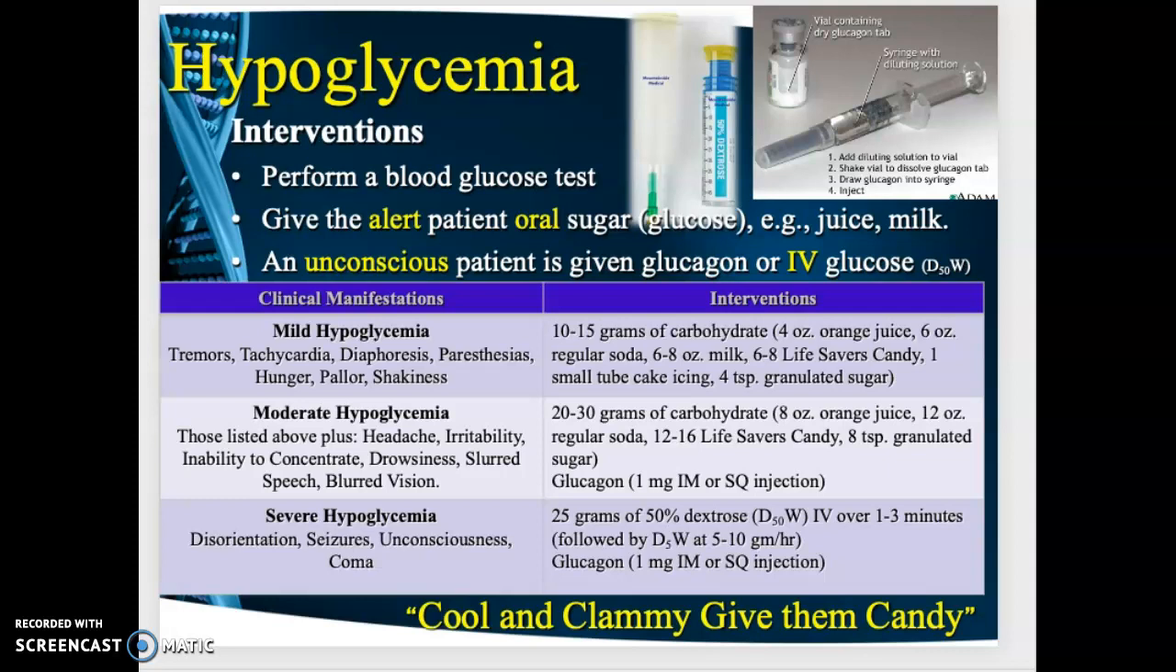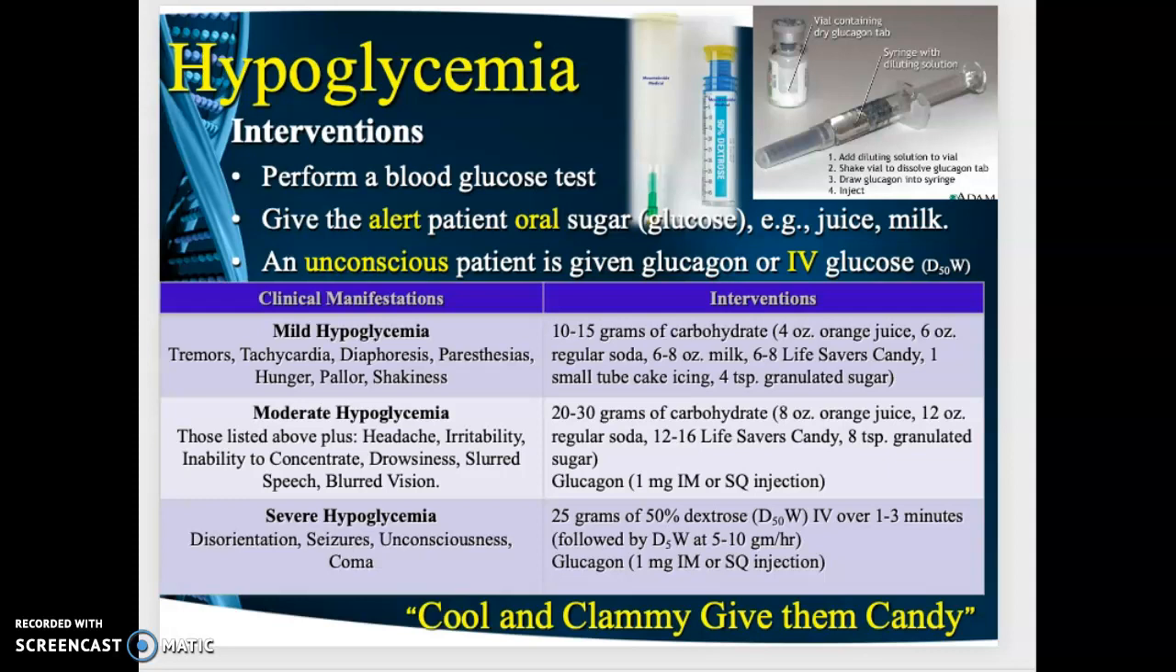And if we don't catch them at this point and their blood sugar continues to drop, then they're going to go to moderate hypoglycemia. And this is where they have all those signs and symptoms that we just listed, but now it's going to start going to the neuroglycopenic, where the brain is affected. And so they'll have headache, irritability, they'll have a rough time concentrating, they may be drowsy, slurred speech, blurred vision. And this patient needs about 20 to 30 grams of carbohydrate.